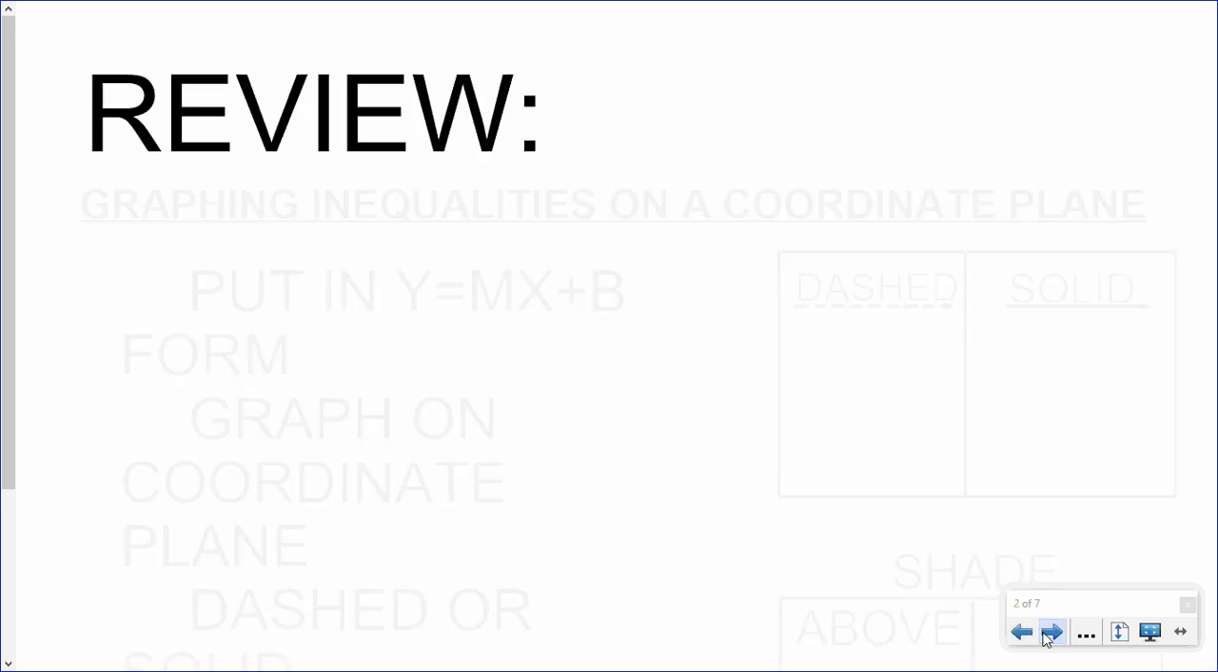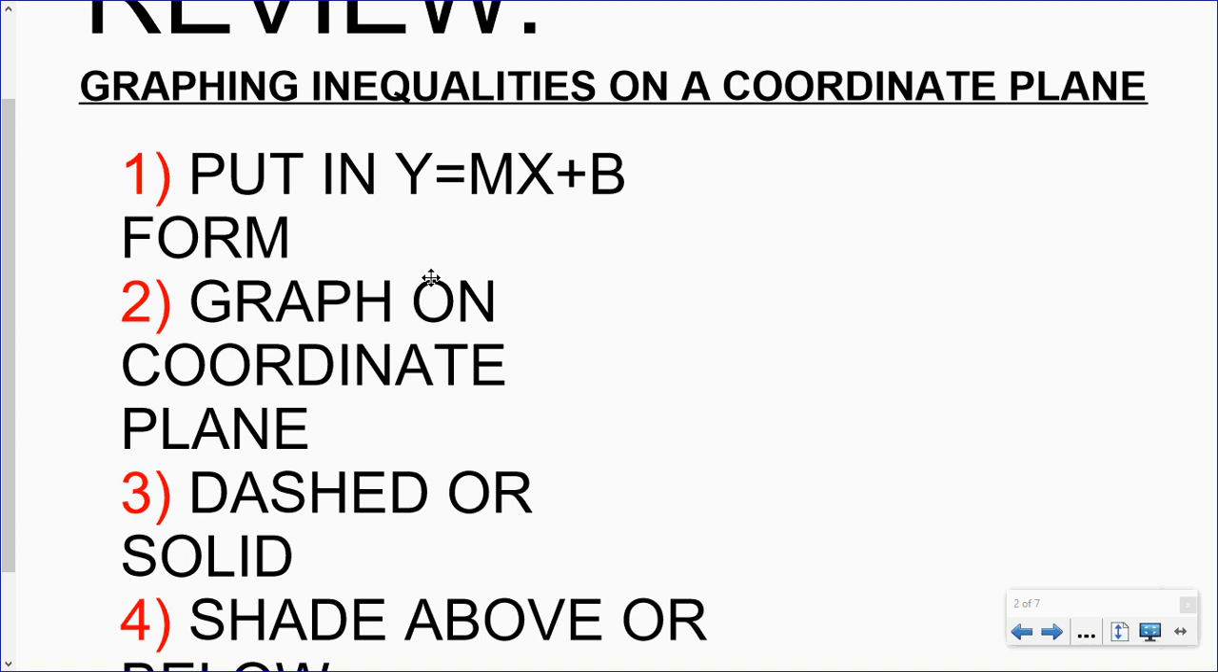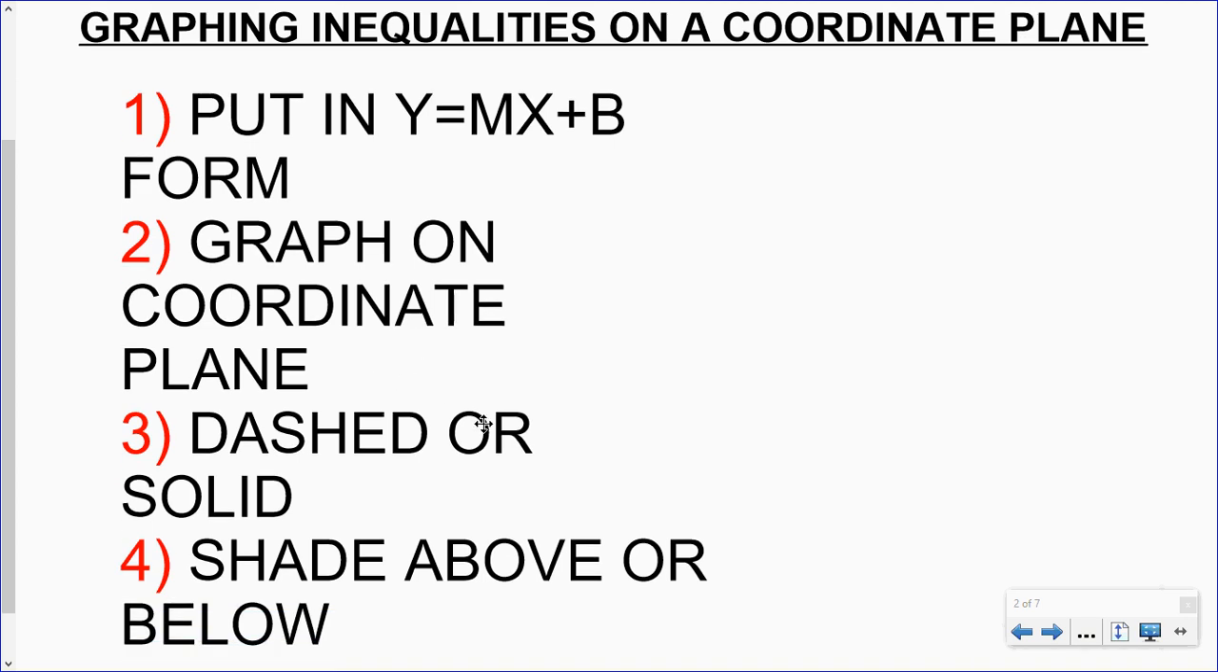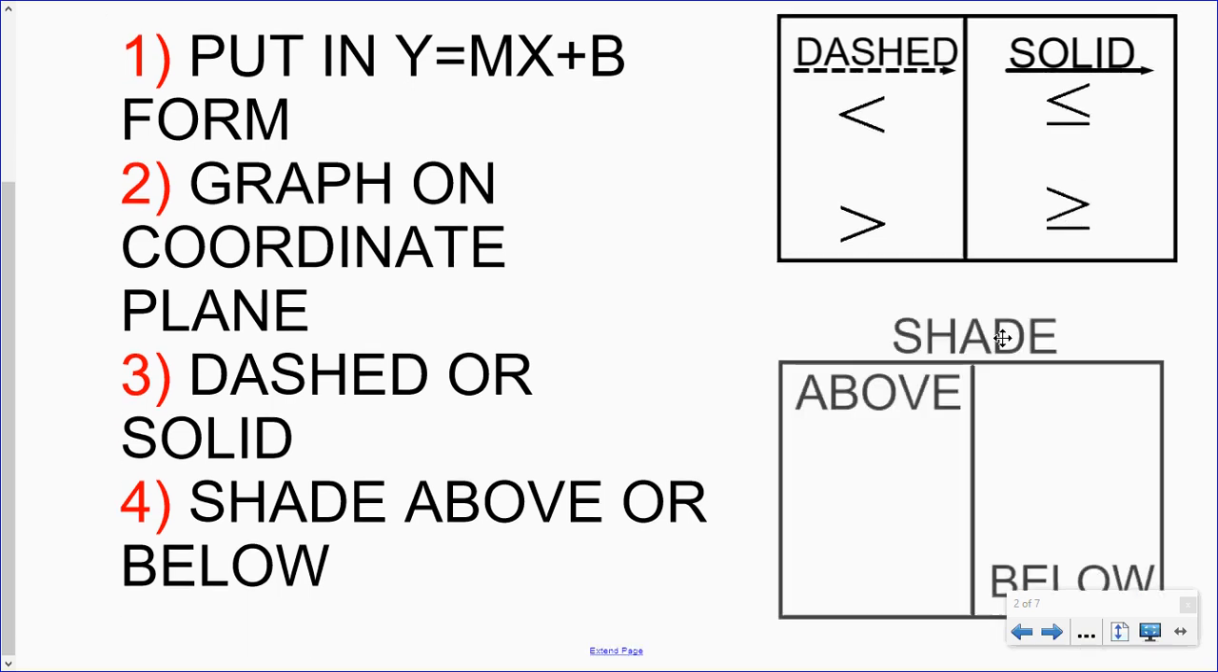Quick review. I know you guys did this the other day, but just graphing inequalities on a coordinate plane. 4 steps: put it in slope-intercept form, graph on a coordinate plane, dashed or solid line, shaded above or below. Remember, it's dashed if it's not equal to, and solid if it is equal to. You shade above if it was greater than, and you shade below if it was less than.